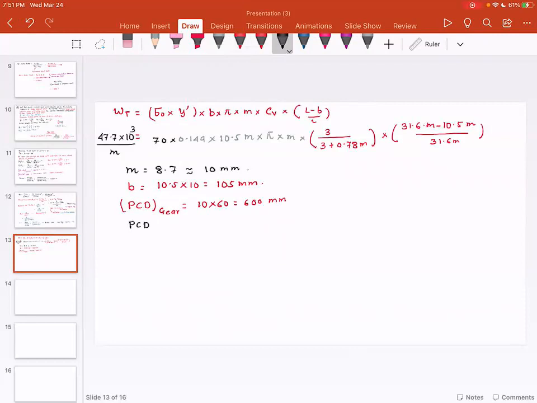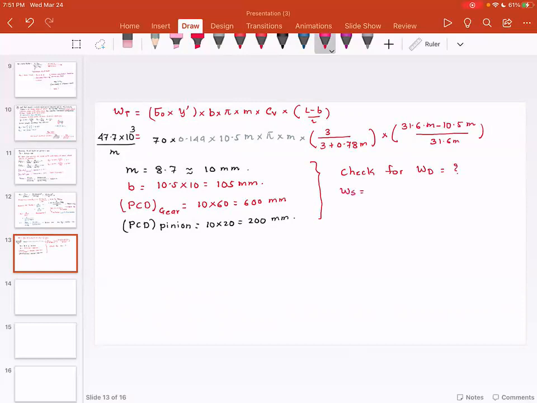PCD of pinion is equal to 10 times 20, 200 millimeters. And at this point, ideally, what I would recommend is please proceed and check for dynamic load. So find what is the value of WD, just like the previous problem.